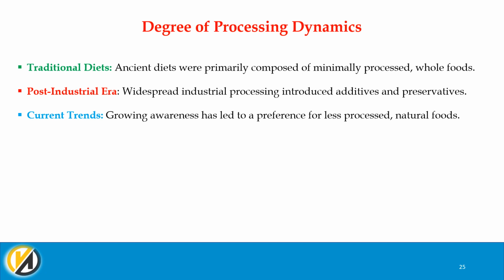When we see the dynamics of the degree of food processing, traditional diets during ancient times were primarily composed of minimally processed and whole foods. But during the post-industrial era, there is widespread industrial processing which introduces additives and preservatives. The current trend is growing awareness, which has led to a preference for less processed and natural foods. And these dynamics are actually shifting the human food consumption pattern and health in very significant ways.